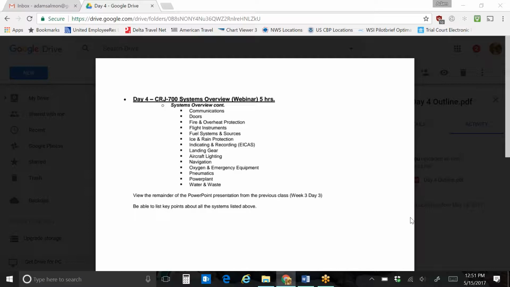So basically what you're going to do today is get back into that PowerPoint presentation that we went over on Saturday, week 3, day 3. And there are individual sections on all of the items listed here on the outline. The overall objective is just to be able to go through each of those systems.